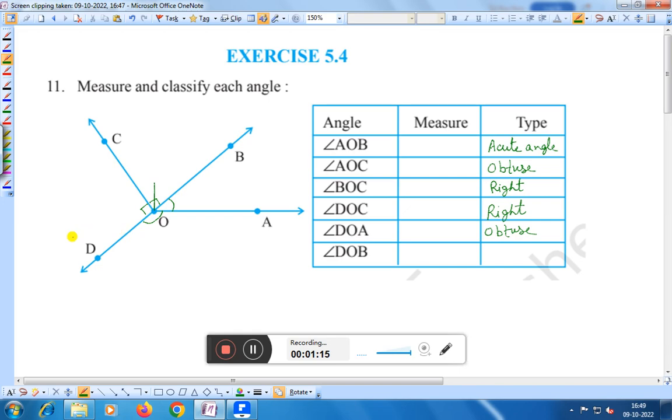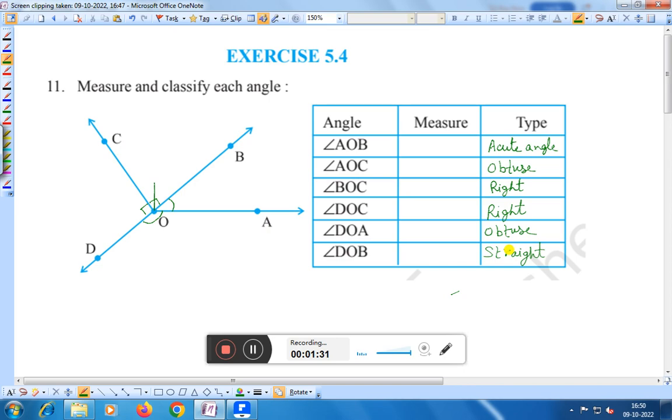And DOB, that is 180 degrees, therefore it is a straight angle, right? This is a straight angle.